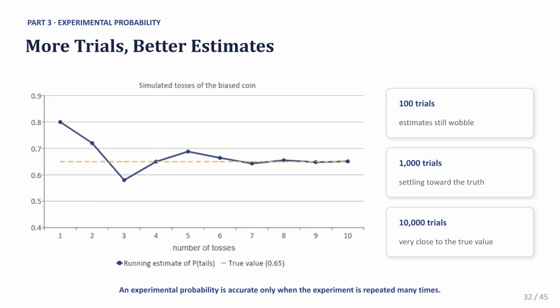However, as you move from 100 to 1,000 and finally 10,000 trials, your experimental probability stabilizes, settling toward the true value. More trials always mean better accuracy.